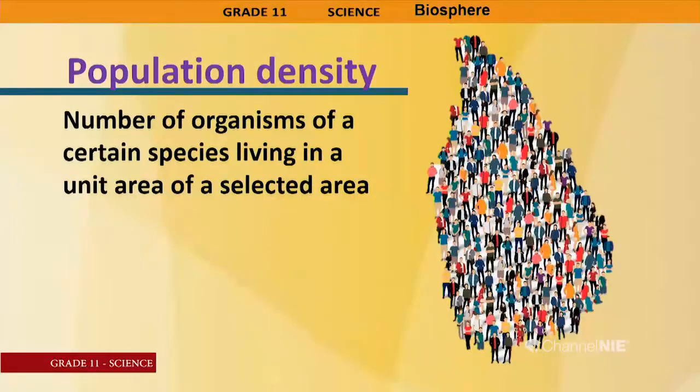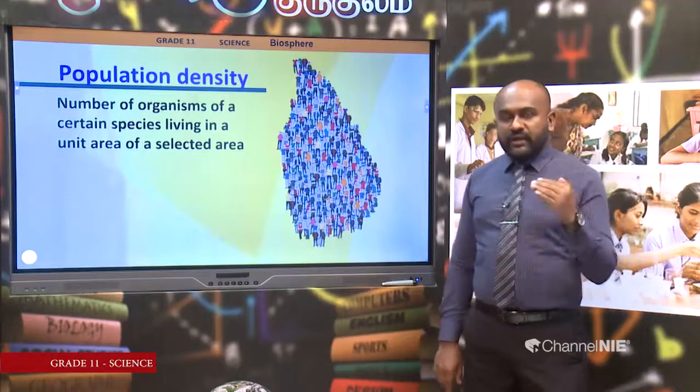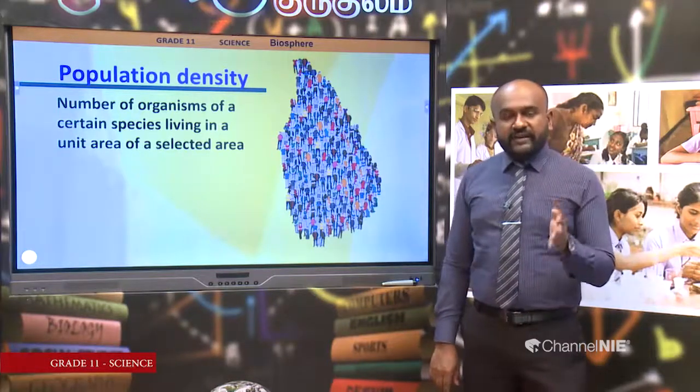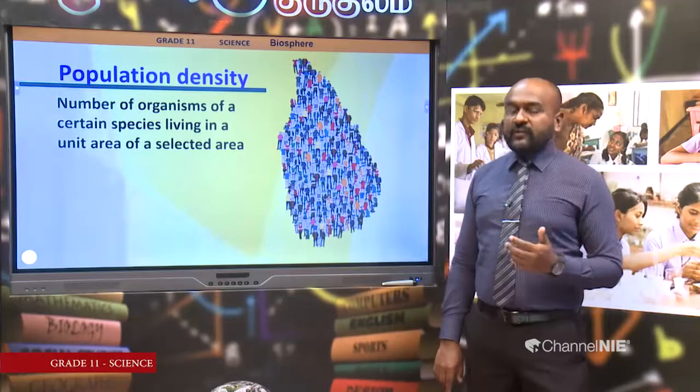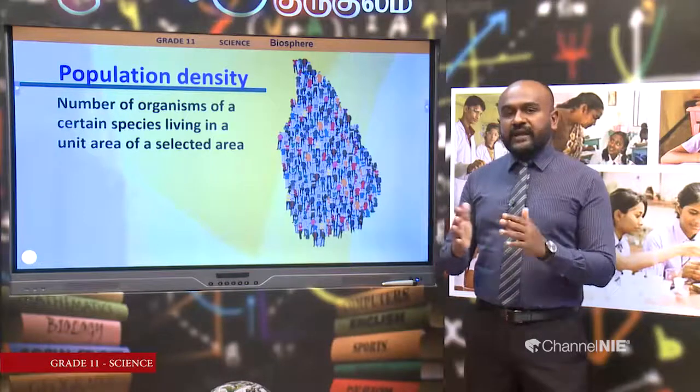When talking about growth curves and population growth, we have to talk about population density. What is this population density? Number of organisms of a certain species living in a unit area of a selected area. Now, just think of Sri Lanka. If you want to find out the population density, what we have to do is take all human beings living in our country and divide it by the area of the country. Then we can get the population density. Otherwise, you can take it for particular areas also.